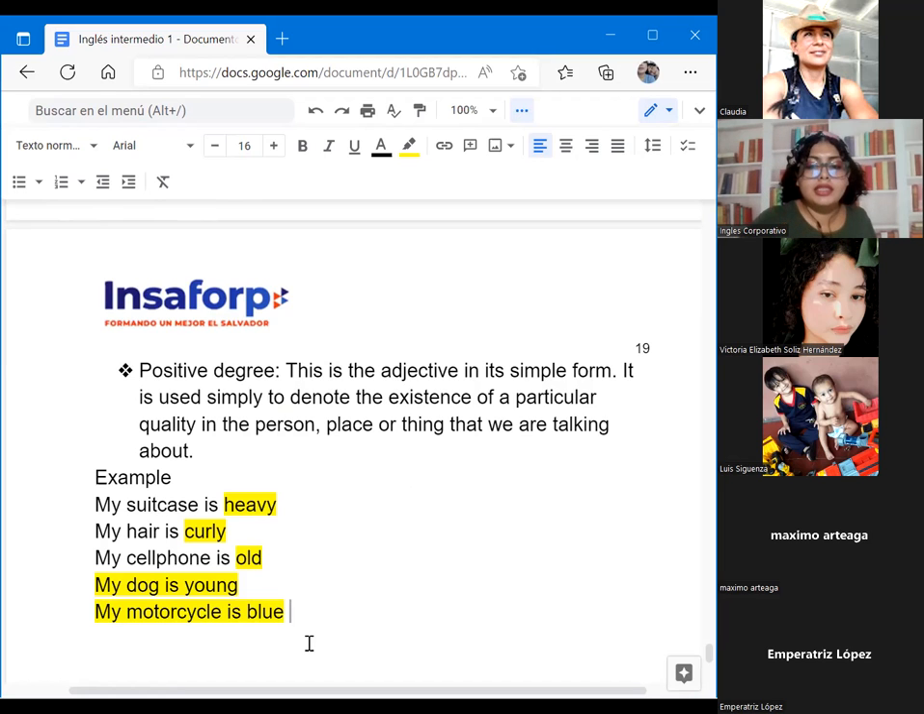Okay, in that case, we are going to change something about the word tallest, because in that case, you are making comparison, or in this case, it's superlative form. So for the positive, we are going to say, my brother is tall. Solo lo vamos a dejar así, porque tallest es superlativo, ¿sí? Que es más alto que cualquier otra persona que está a su alrededor. So in this case, for the positive degree, we are just going to say tall.